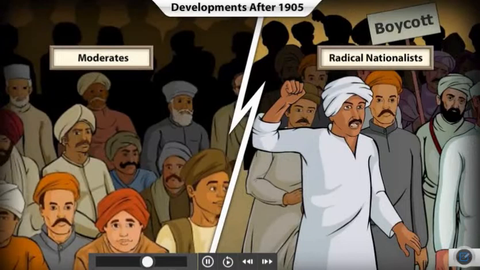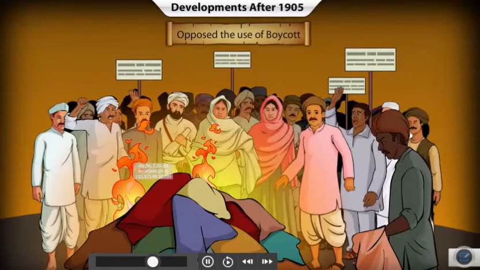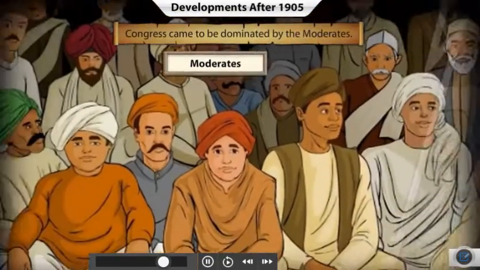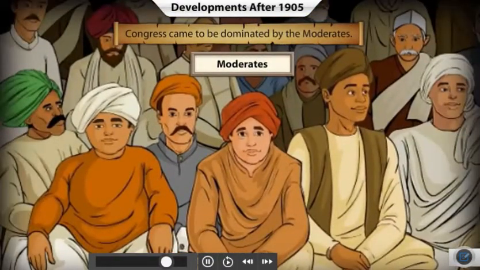Meanwhile, the Congress split in 1907. The moderates were opposed to the use of boycott. They felt that it involved the use of force. After the split, the Congress came to be dominated by the moderates, with Tilak's followers functioning from outside.